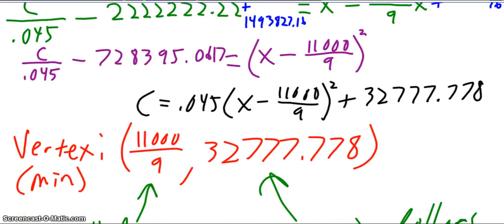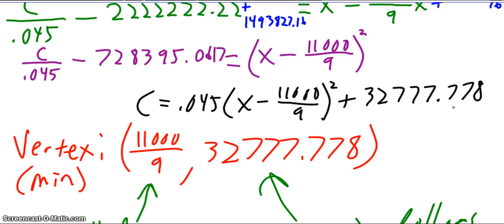Now I go ahead and finish. So I'm going to add the 728,395.067 to the other side, and at the same time I multiplied it by the 0.045. So that's how I went from the purple to the black, is I multiplied everything by 0.045 and I added this to the other side. So now this value became 32,777.777. It was a repeating infinite decimal, so I just rounded it off at 3 decimal places.